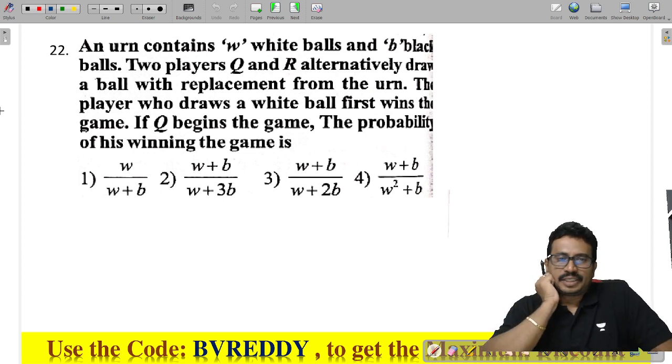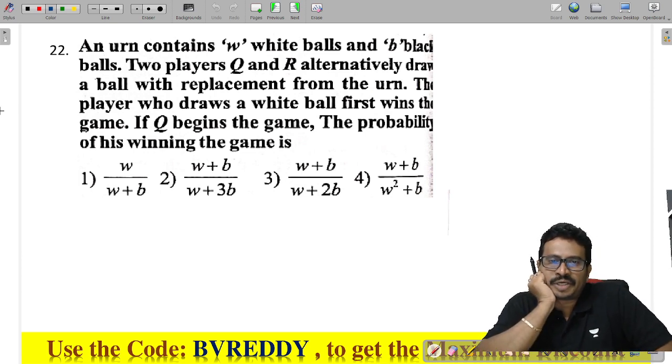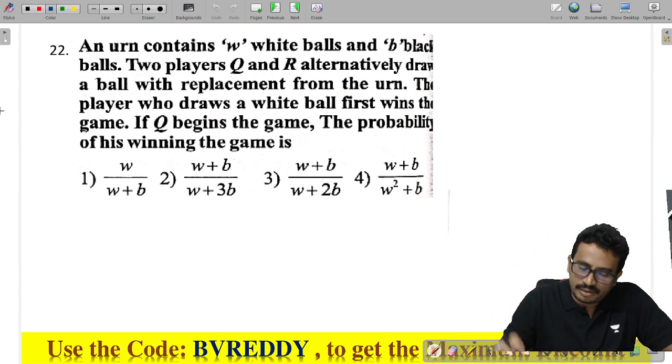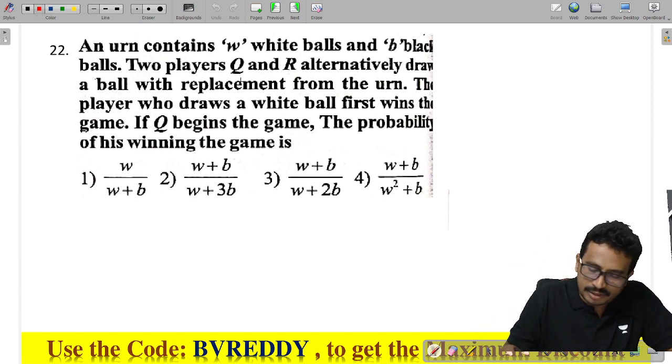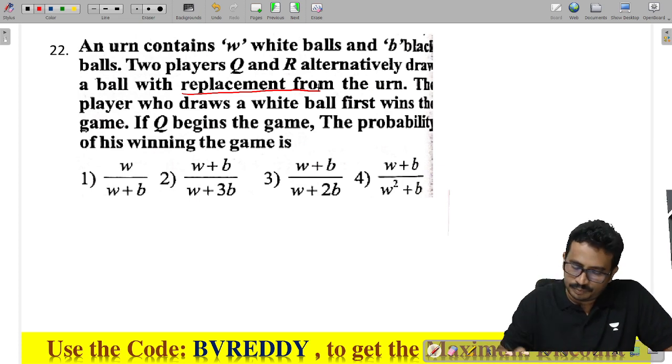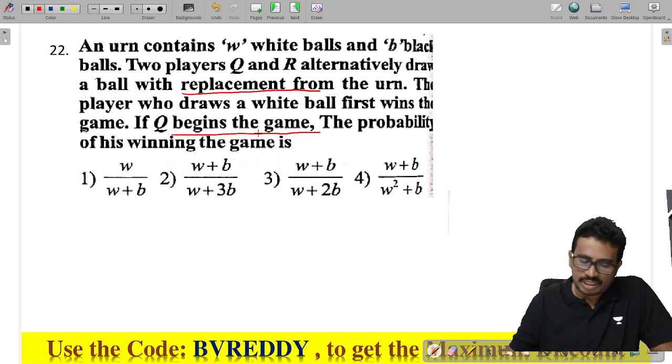An urn contains W white balls and B black balls. Two players Q and R alternately draw a ball with replacement. So with replacement. The player who draws a white ball first wins the game. If Q begins the game, find the probability of Q's winning.